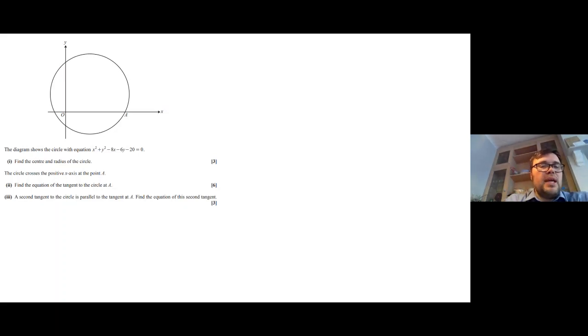Also, to point out, the coefficients of x squared and y squared for a circle have to be the same. If they were equal to 3, you would reduce them down so that it was x squared and y squared on their own. You couldn't work it out until you got the coefficients equal to 1. How I would go about doing this is I would put x squared and minus 8x together, plus y squared minus 6y, minus 20 equal to 0.